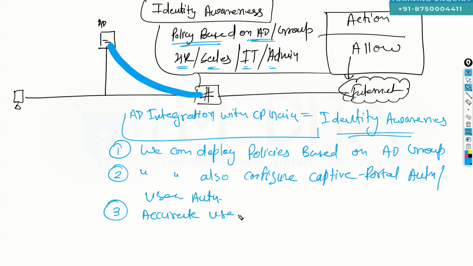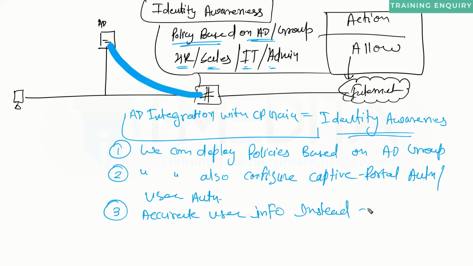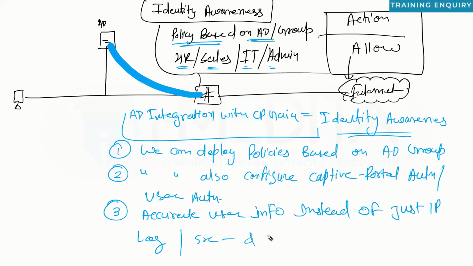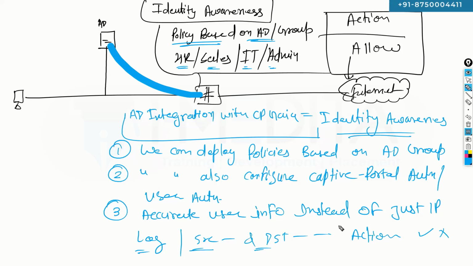accurate user info instead of just IP. Normally, when we get a log, we will get something like this: the source IP and the destination IP, and the action was allow or deny. Normally in the log, you get source IP address information, destination IP address information, and you see the action.